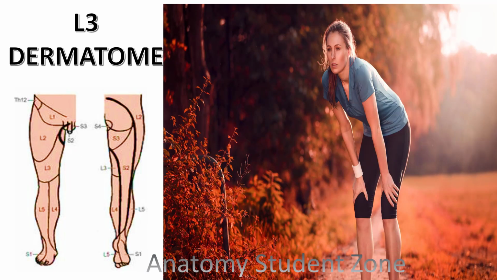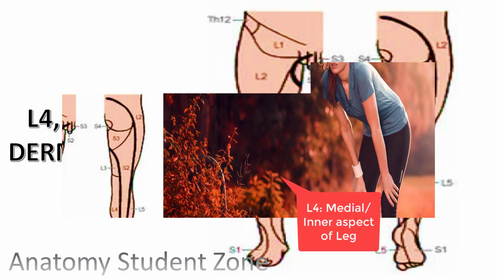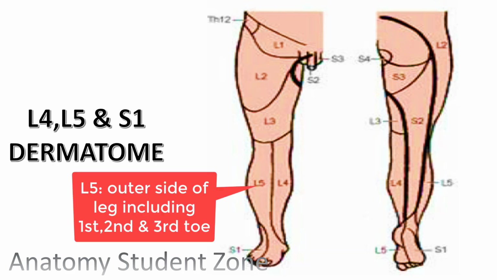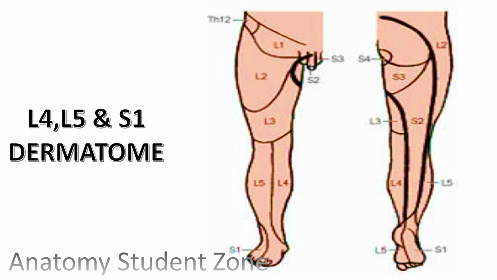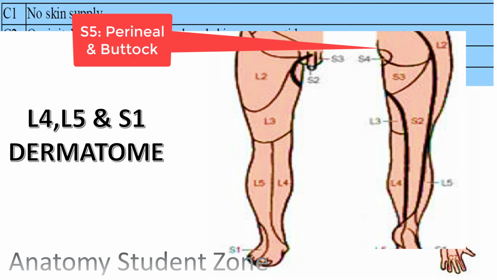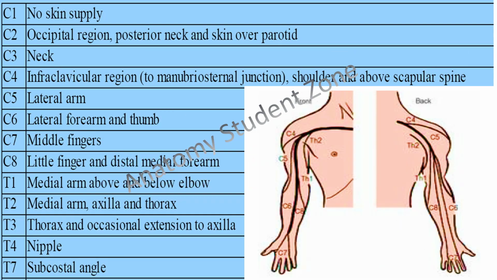L3 is for the knee area and L4 is for the medial or inner aspect of the leg. The outer side of the leg and the first, second and third toes, the dermatome is L5. S1 is for the sole of the foot and S5 is for the perineal or buttock area. In these slides, the summary of all these dermatomes is given. You can stop the video at any point and try to correlate it with the images given here.